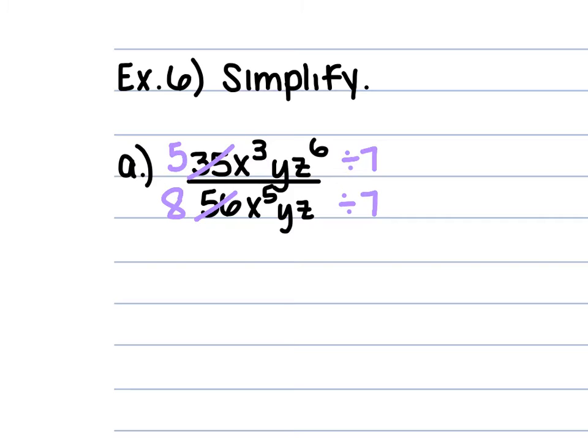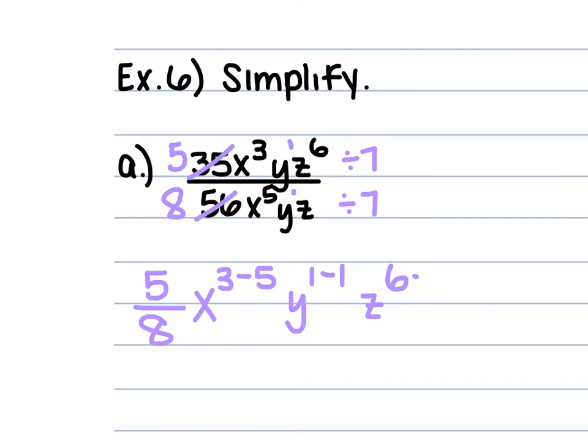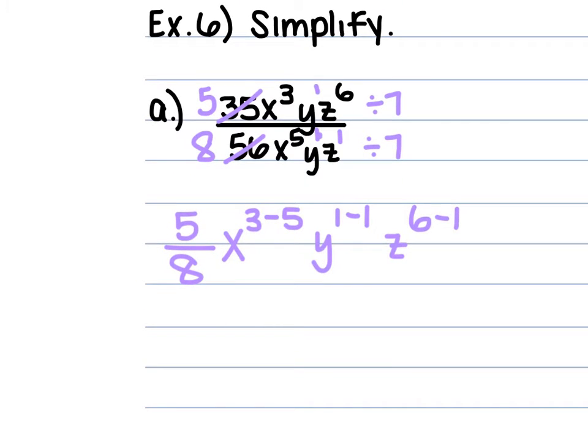So from here, that 5 is going to stay on top, the 8 is going to stay on the bottom. We're going to have x to the 3rd minus the 5th, y to the first minus the first, and z to the sixth minus the first. So from here, subtract those exponents, keep whatever you need on the top, whatever on the bottom. That y to the first power minus the first power is going to cancel itself out, right? Because those variables are the same, so they cancel out. We're going to keep the 5/8.